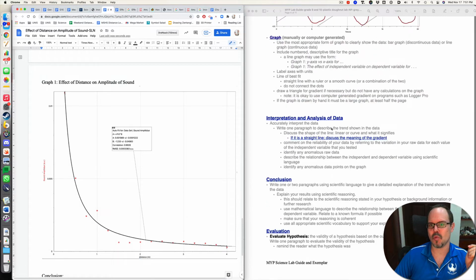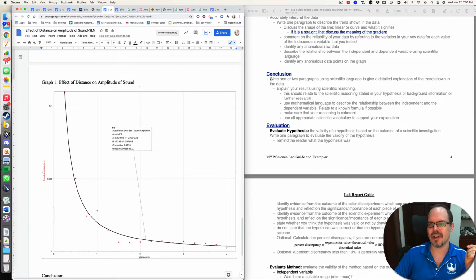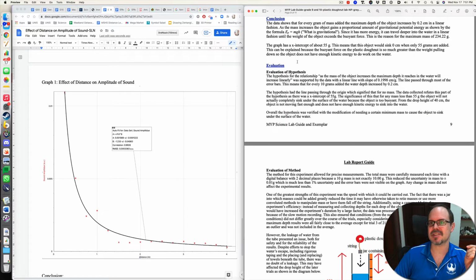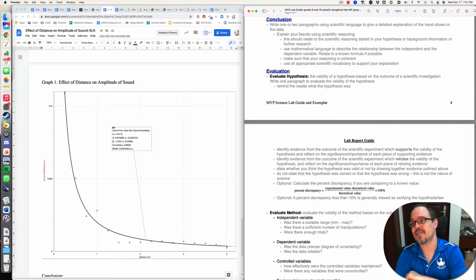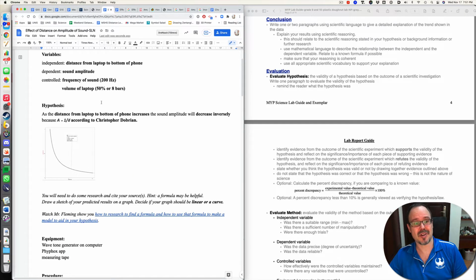I have over here my wonderful trusty lab guide and have a conclusion right here of the things I'm supposed to say. And if I click here, it takes me down to a sample conclusion. Explain your results using scientific reasoning. This should relate to the scientific reasoning stating hypothesis or background information. To be honest, I was being pretty quick here. I didn't have too many words.